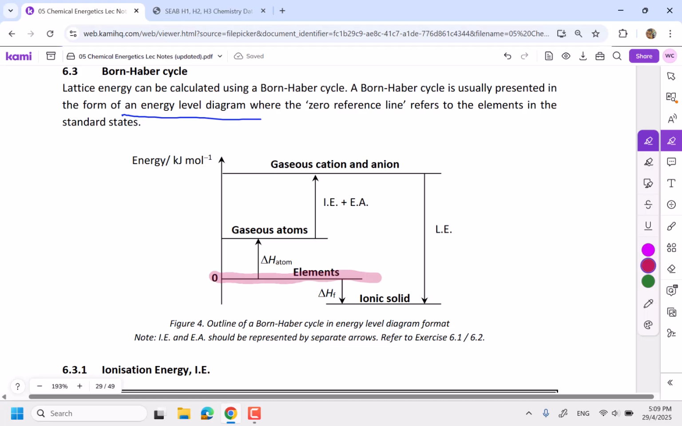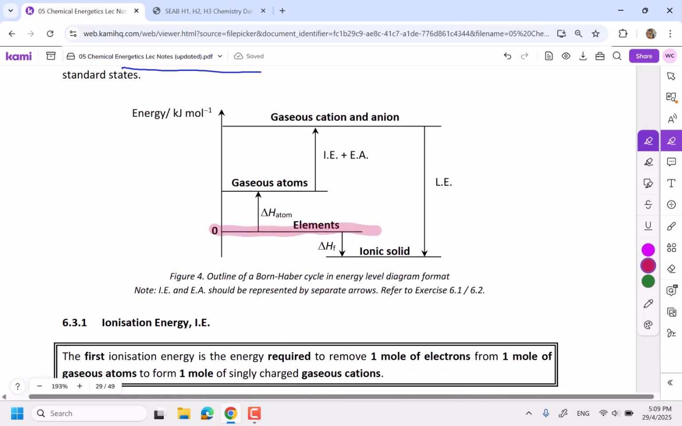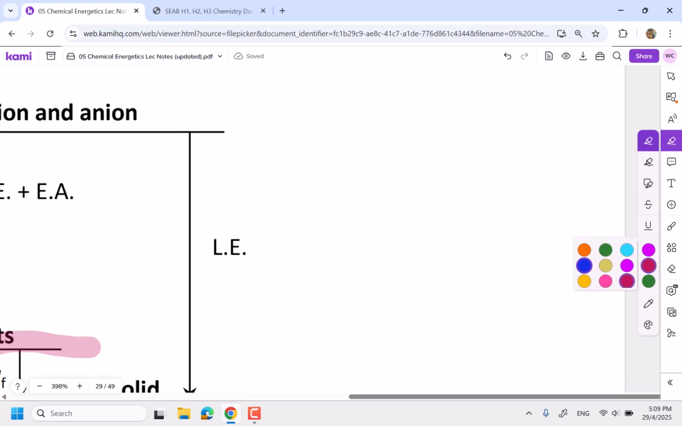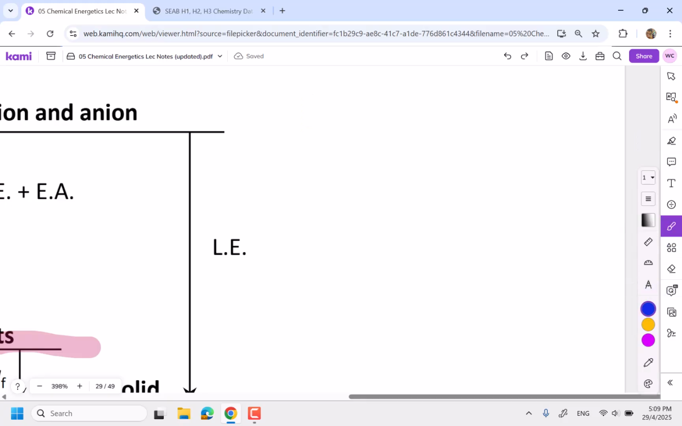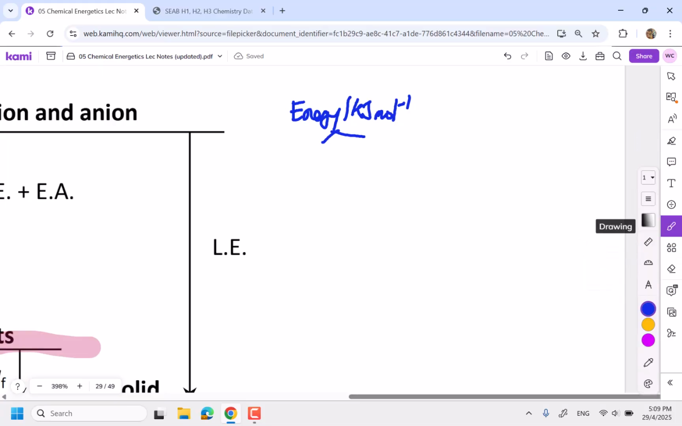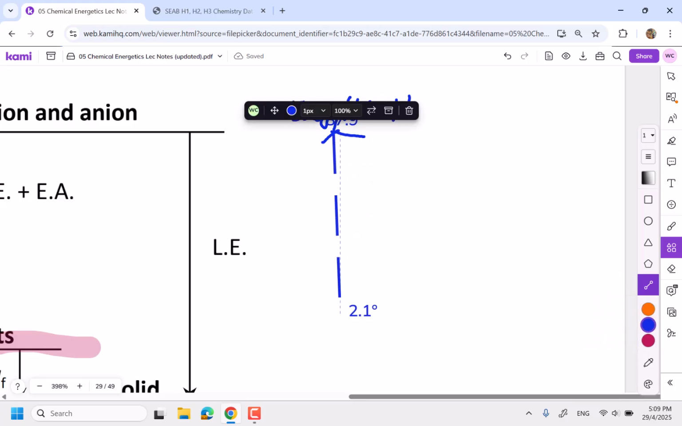Later on, I will perhaps showcase to you how to draw a simple Born-Haber cycle. Maybe I can illustrate it over here in the small space here for sodium chloride. So first of all, I will have the vertical axis. So this will be the energy term, in terms of kilojoules per mole. So this is the vertical axis. Maybe I'll use a ruler. That might be a bit easier. So where's the ruler? Okay, so vertical down.